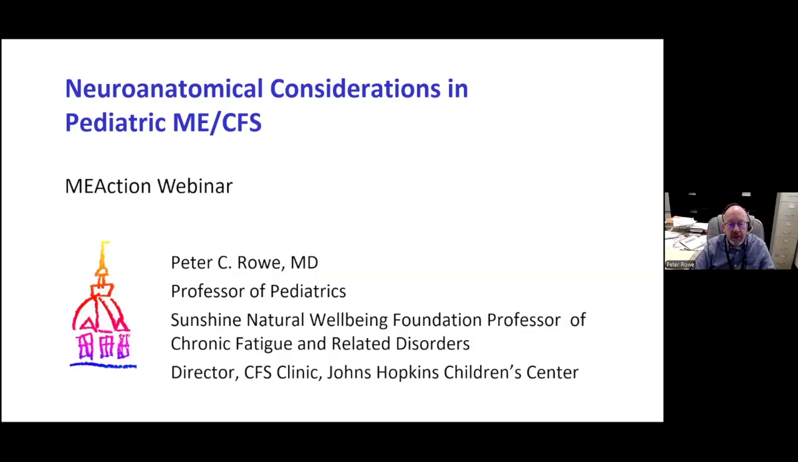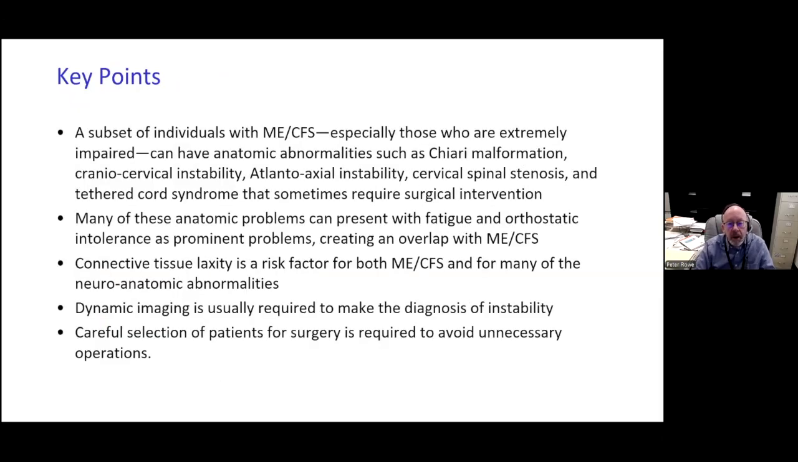Today we're going to talk about a subset of patients who have neuroanatomic considerations. I'm going to list the key points here: a subset of individuals with ME/CFS, especially those who are extremely impaired, can have anatomic abnormalities that include things like Chiari malformation, cranio-cervical instability, atlanto-axial instability, cervical spinal stenosis, as well as tethered cord syndrome. And these sometimes require surgical intervention.